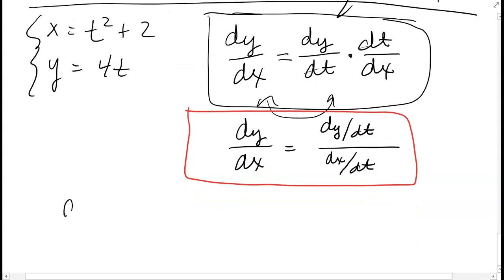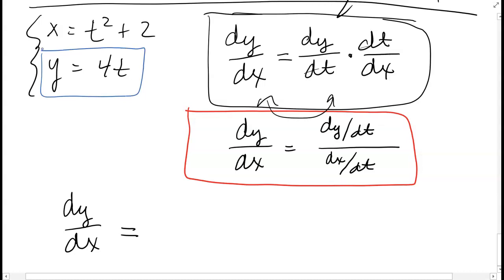So let's see how easy that is. Dy dx equals dy dt over dx dt. Well, here's your y. What's the derivative of y with respect to t? That's just 4. And then dx. What's the derivative of x with respect to t? 2t. Just 2t.